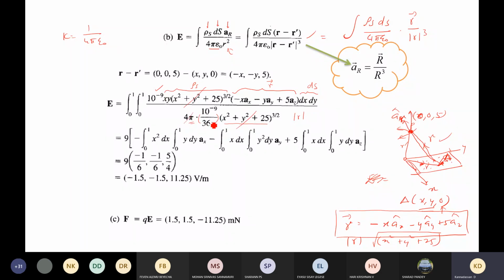And when you cancel out this, you will get 9. So this 9 will go up. So you got this 9. And this 10 power 9 and this 10 power 9 got cancelled. And the just remaining thing, you have to integrate it.